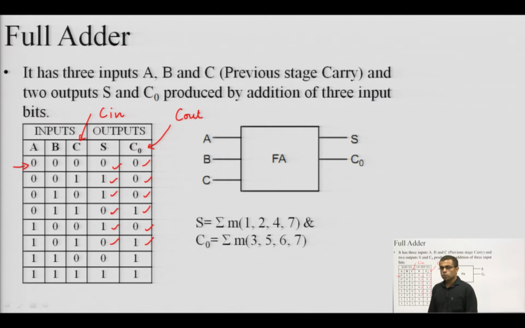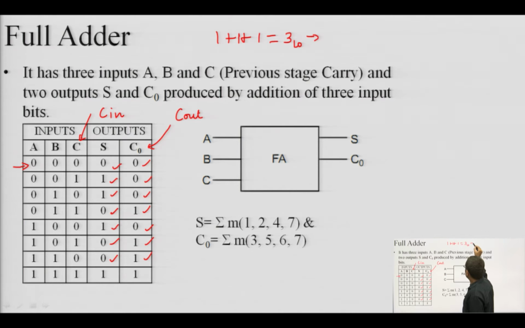Similarly, in the next case as well, there are 2 ones, 1 plus 1 plus 0, again it produces sum equal to 0 and carry equal to 1. And in the last case, there are 3 ones, 1 plus 1 plus 1, which is equal to 3 in decimal, and in binary it can be written as 1 1. So, we can see that sum is also 1 and carry is also 1.